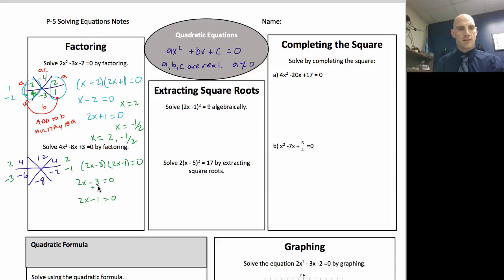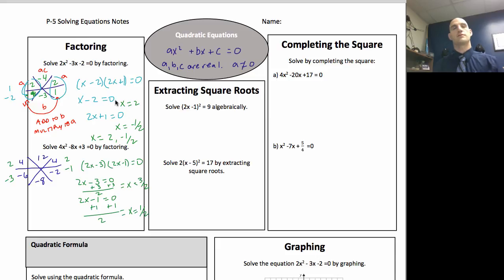If I add 3 and then divide by 2, I get x is equal to 3/2. Or add 1 and then divide by 2. So I'm going to have 2x is equal to 1, so x is equal to 1/2. Okay, that's how that works out. So factoring, use the asterisk method. It makes it very, very simple.